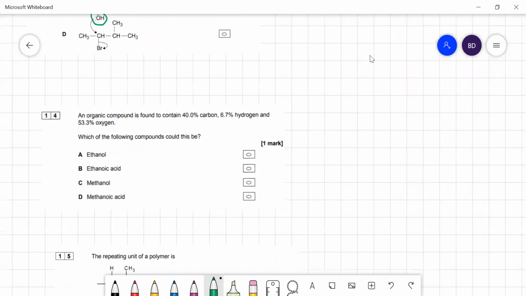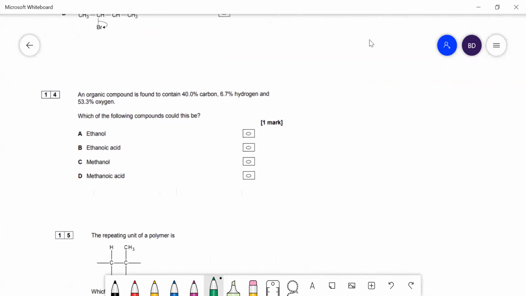Right, 14. An organic compound contains 40% carbon, 6% hydrogen and the rest oxygen. Which of the following compounds could it be? Right, so they've all got oxygen in them, so we can't just eliminate any. Then they've all got carbon, hydrogen. We're going to have to work out the empirical formula.